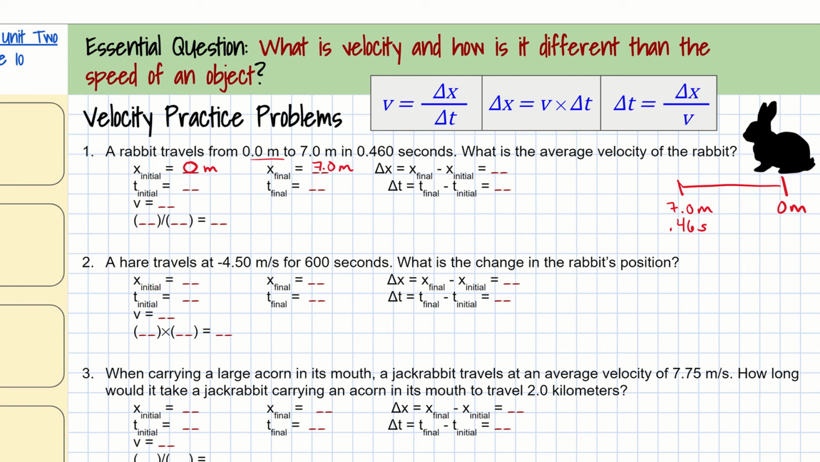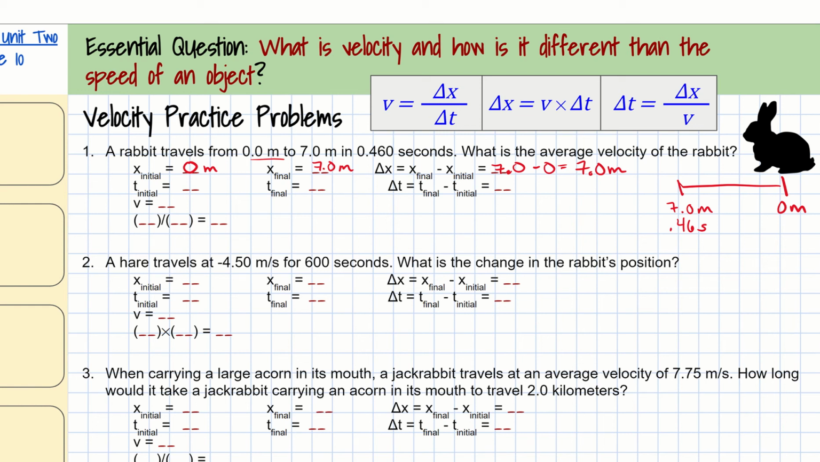Then we need to find the change in position, because if we're trying to find the average velocity of the rabbit, we're going to use this equation here. We're going to take the change in x, or the change in position, divided by the change in time. In order to find that change in x, we take our x final, which happens to be 7.0, minus 0, and we're left with still 7.0 meters.